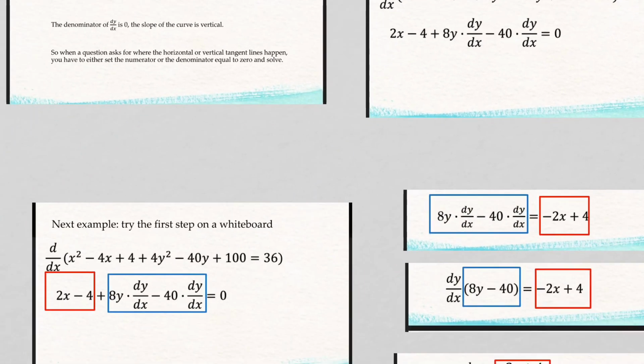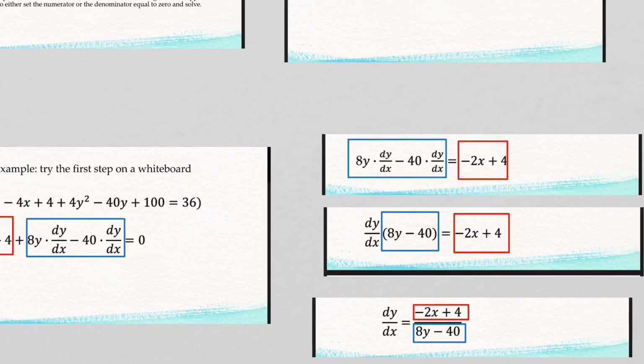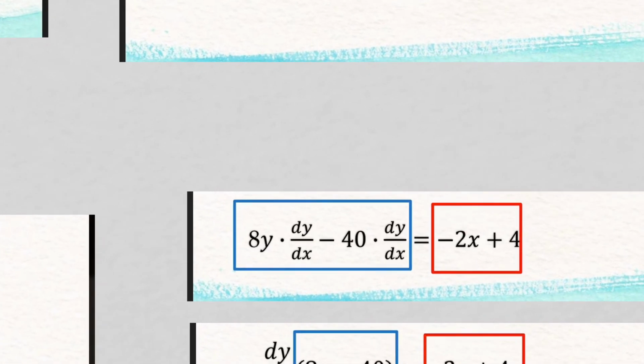Well, first, notice that we have 2x minus 4 that doesn't have dy dx's, and we have this part that does have dy dx's. So if we want to solve for dy dx, we have to get this red part out of here. So we are going to subtract it over to the other side. So we have subtracted 2x, positive 2x, and we have subtracted negative 4. That gives us negative 2x plus 4. And now we have dy dx, and we have dy dx that we're trying to solve for.